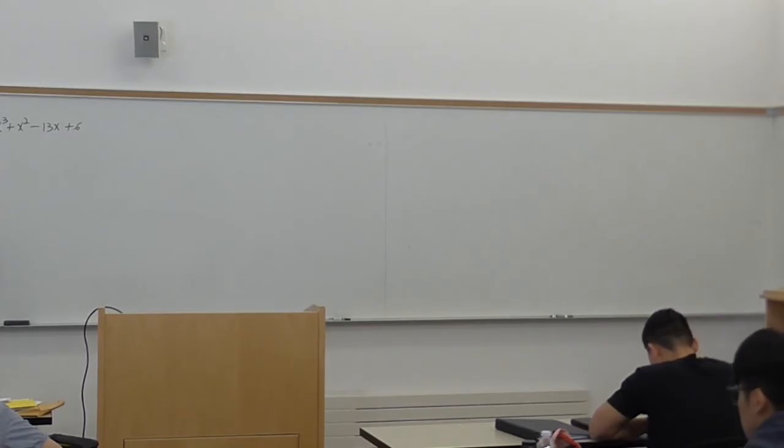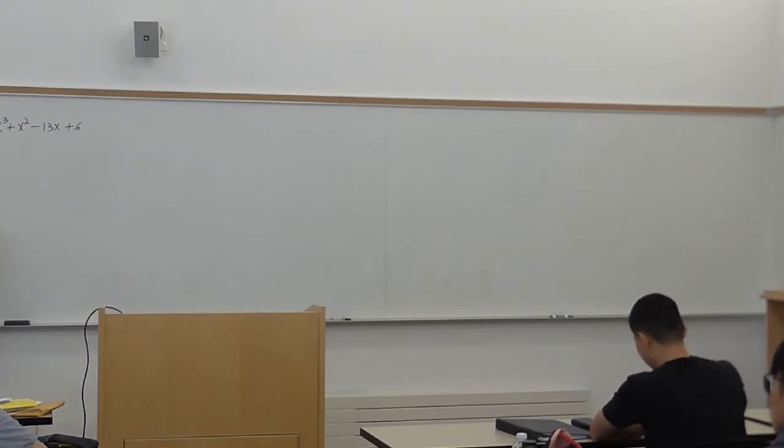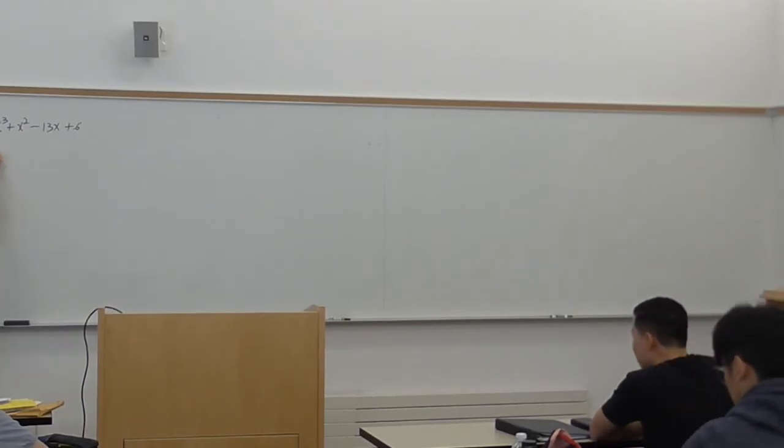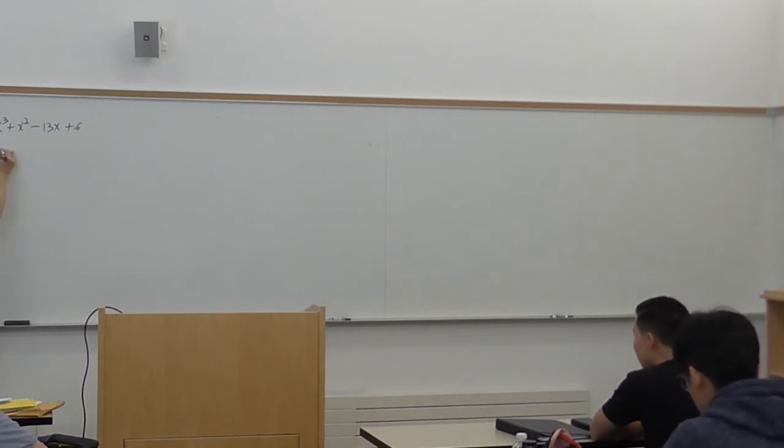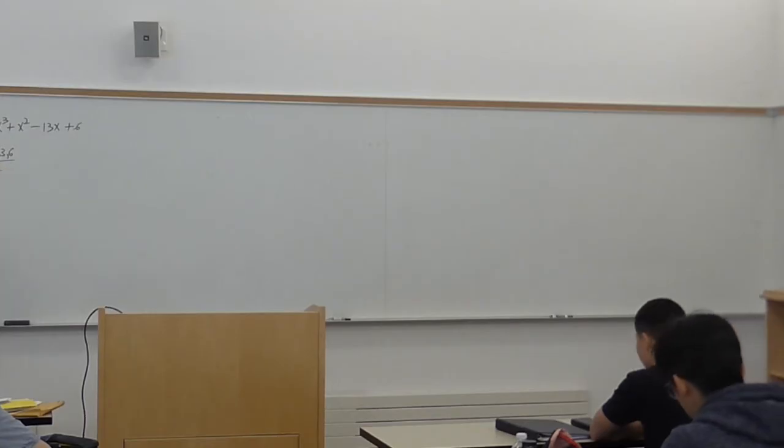So the constant term over the leading term is 6 over 2. And factors of 6 are what? 1, 2, 3, and 6. Factors of 2 are 1 and 2. And then we always have to watch out for a negative.